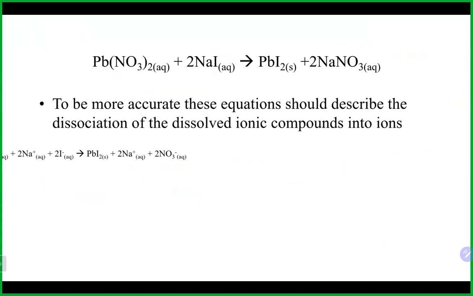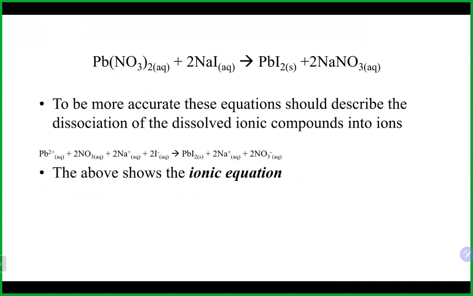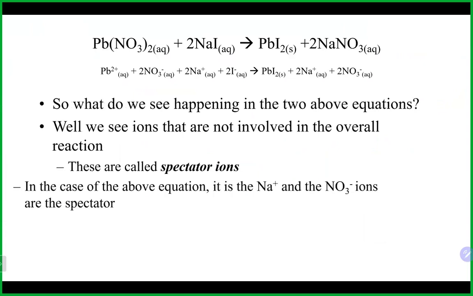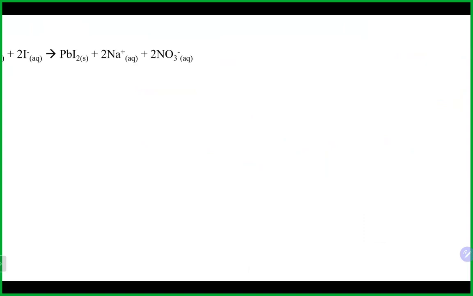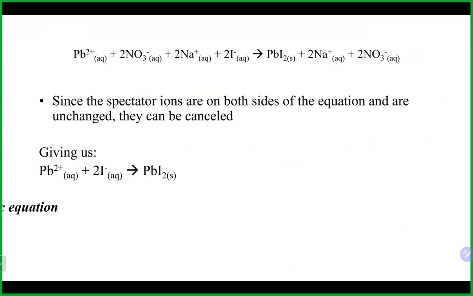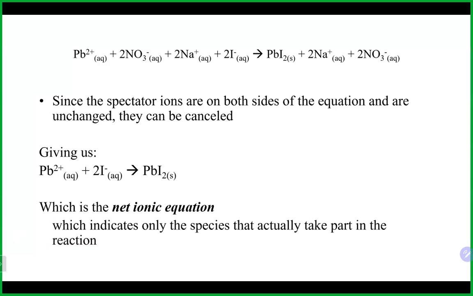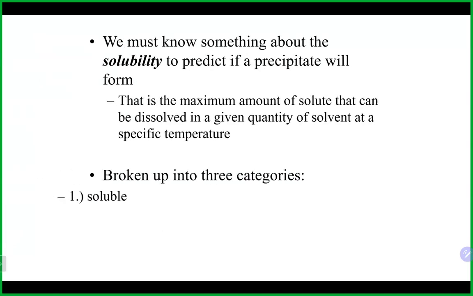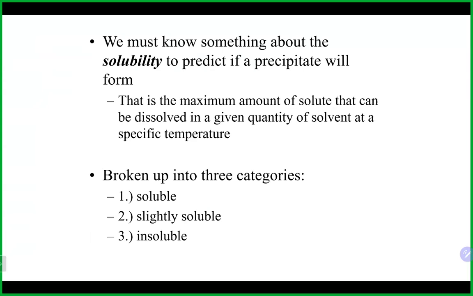All right. So again, here's basically what we just went through there. Got our spectator ions, which again can be found on each side of the arrow. And what we're left with is our net ionic equation. Now, in order to predict whether or not, when we do a reaction like this and put these ions together, we will get a solid or not, we do have to know something about solubility.